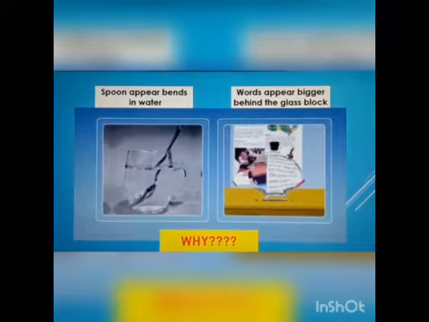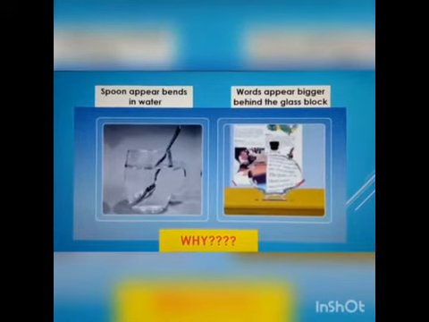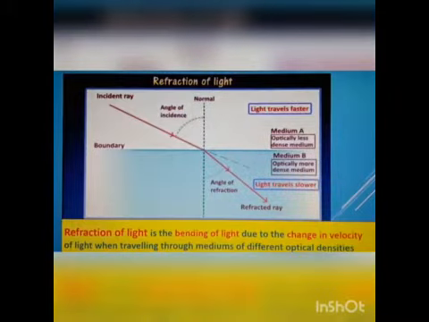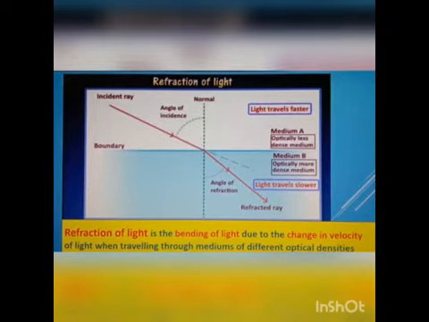What concept can we use to explain this situation? So that's the concept that I want to discuss today. It's about refraction of light. What is the meaning of refraction of light? As we know, light always travels in a straight line. That's why our line of vision is also a straight line. So what is the meaning of refraction of light?